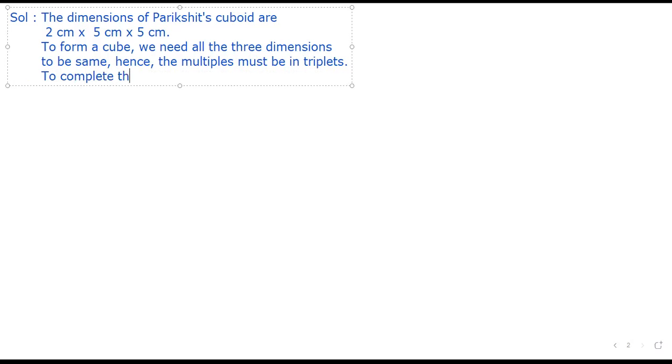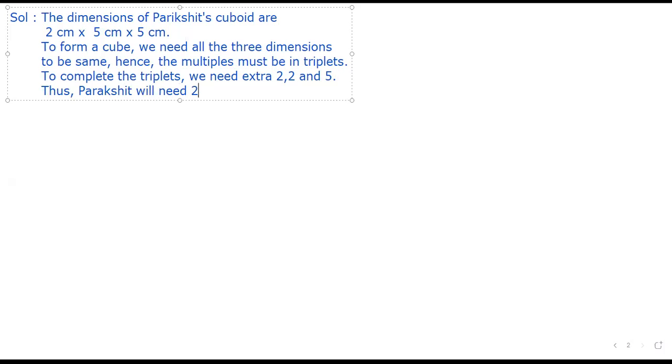To complete the triplet, we need 2, 2, and 5. We need an extra 2, 2, and 5. Thus, Parikshit will need 2 into 2 into 5, that is 20 such cuboids to form a cube. Yes or no?